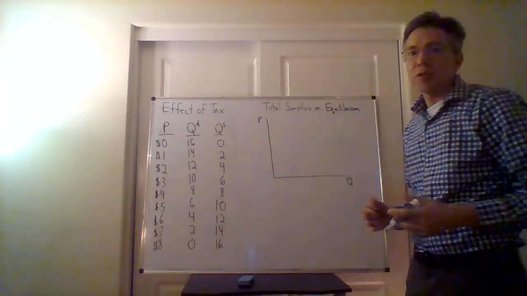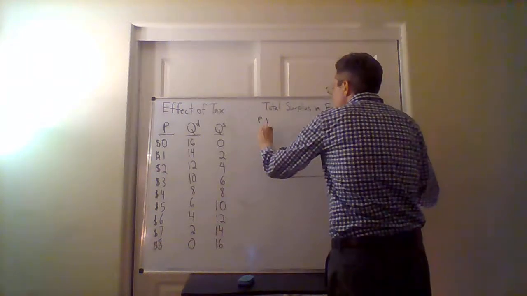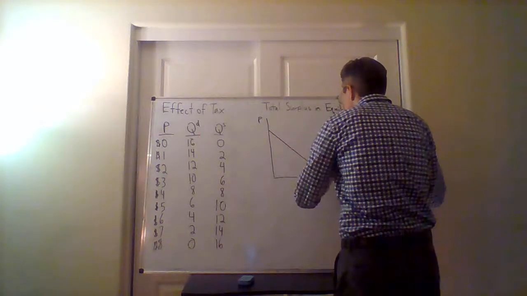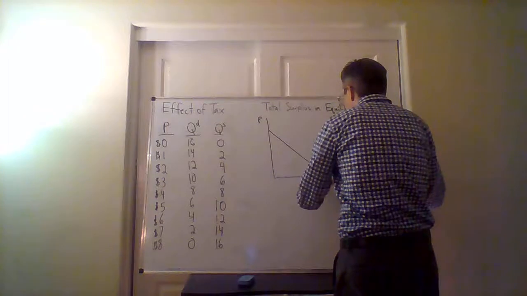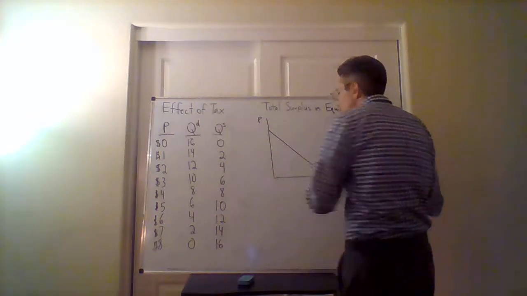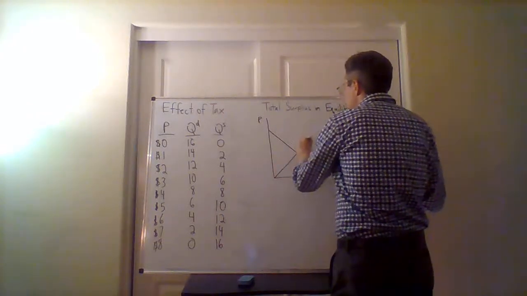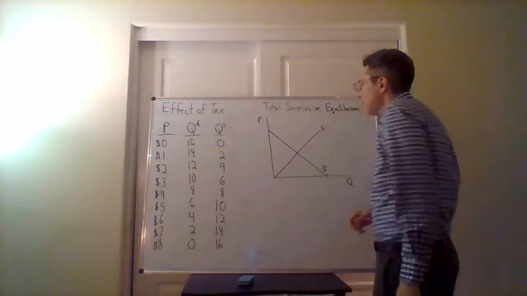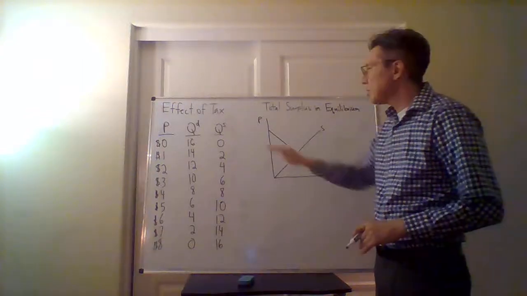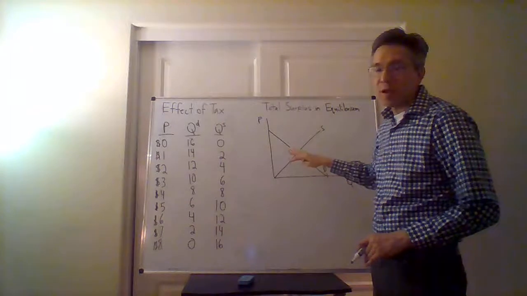Okay, so we draw our usual demand and supply curve, in the sense that the demand is downward sloping and the supply is upward sloping. So we draw our demand and then we draw our supply. And so what we can do is we can use the numbers in this table to be able to figure out some of the information for this graph.